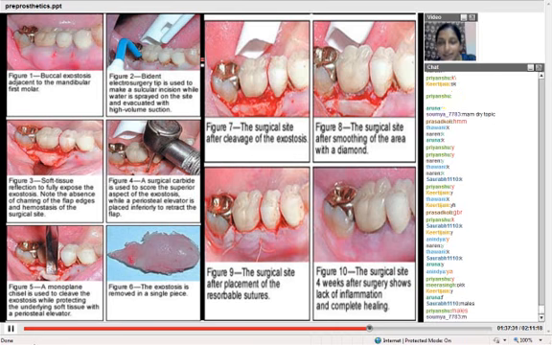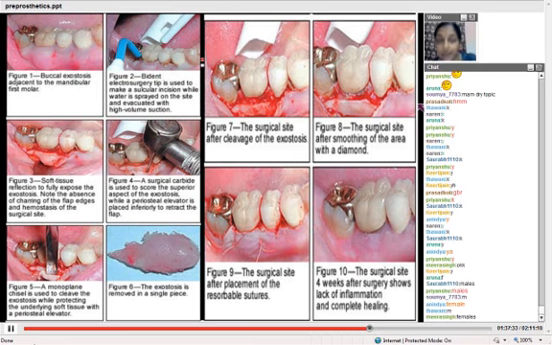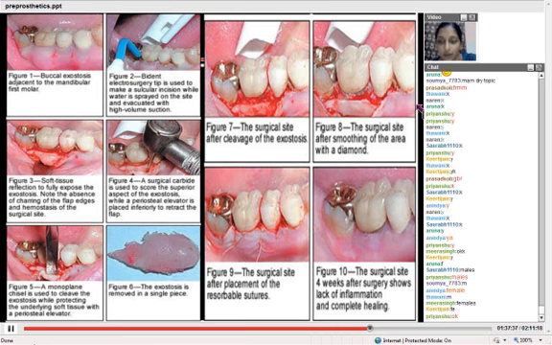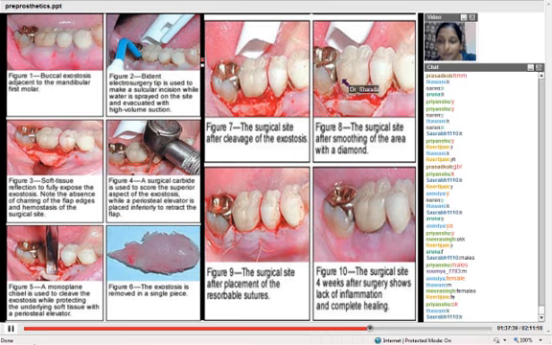Females. Aruna is right, it is females, not males. It's 20% in females and only 10% in males. Okay? Remember that.